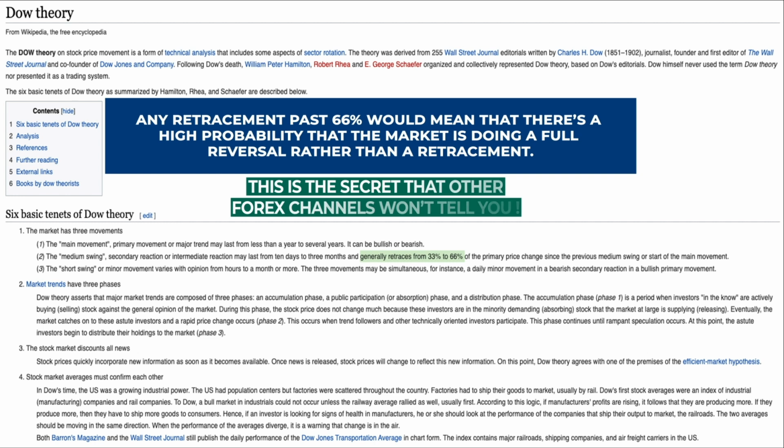This is the secret that other Forex channels won't tell you. They may explain what Dow Theory is and just regurgitate what they found on Wikipedia or other websites, but they won't show you the practical aspect of it.